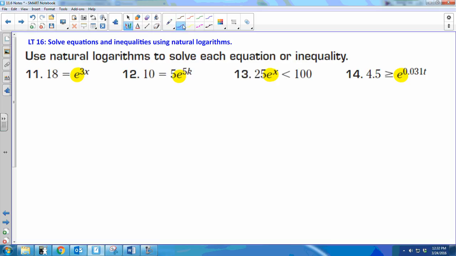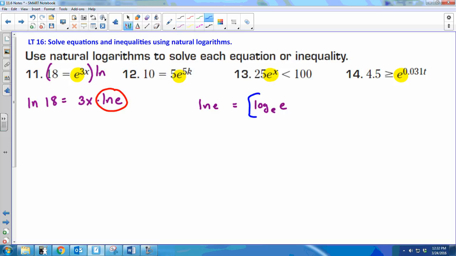So if we're doing the first equation, we're going to take the natural log of both sides, just like we took the log of both sides yesterday. So I have the natural log of 18. By taking the natural log, I can move the 3x to the front, and I have the natural log of e. Remember, the natural log is just log base e. So the natural log of e is the same thing as log base e of e. So if I'm looking at this part, log base e of e equals x. If I rewrite that, e to the x equals e, so x equals 1. So the natural log of e is just 1. It's like I'm doing 3x times 1.